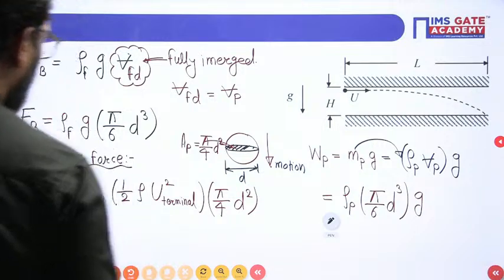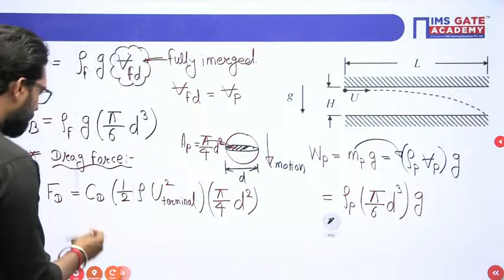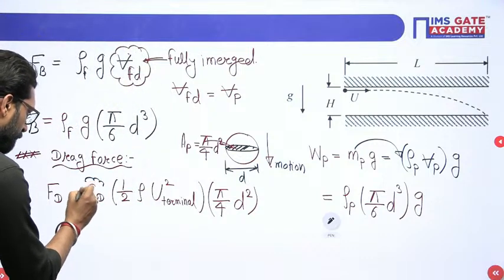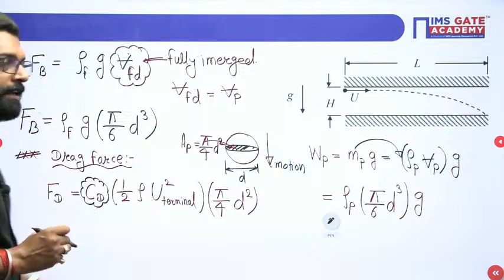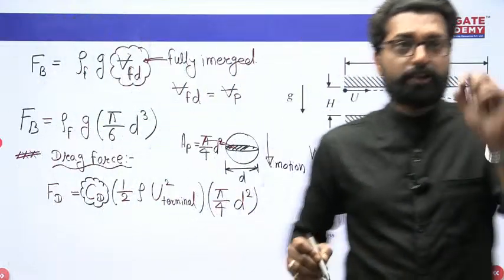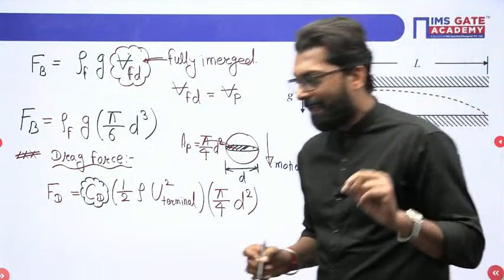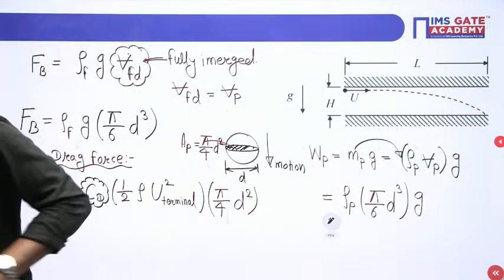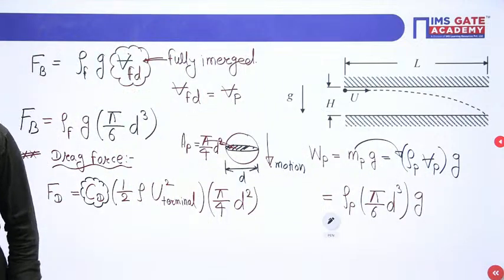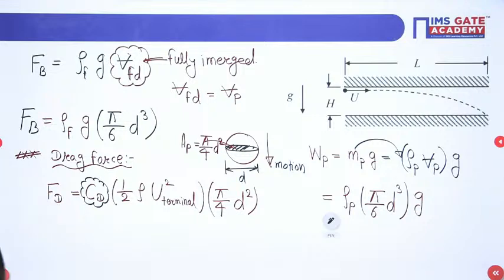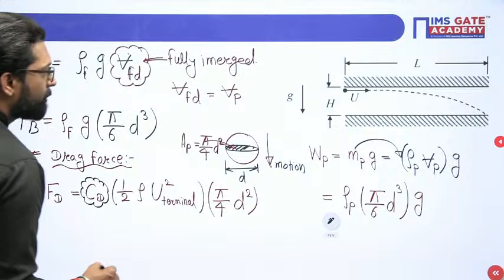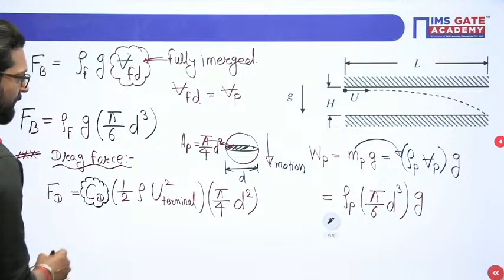Now, my dear, how to find CD, the drag coefficient? See, the particle is very small, so the Stokes flow regime is valid. Stokes flow. And for Stokes flow, that means for a small particle, this is a very notable point I am telling you.